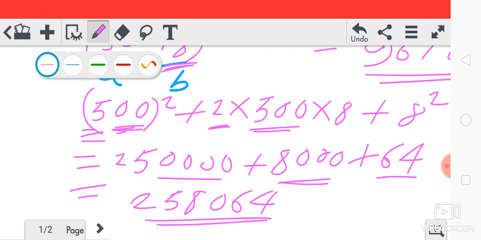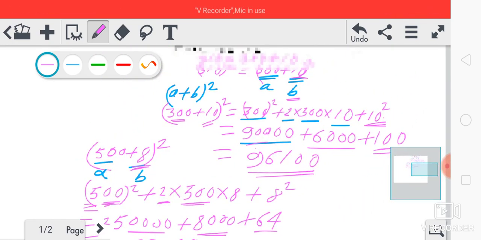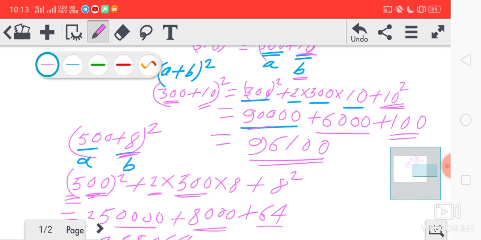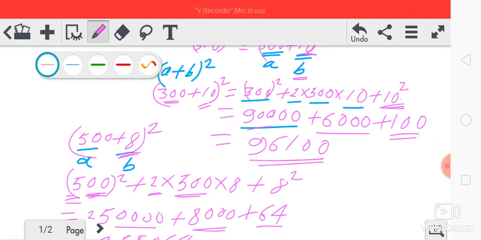Okay. So I hope this method is clear to you. How we can write by splitting into the formula. Okay. So see you in the next class.